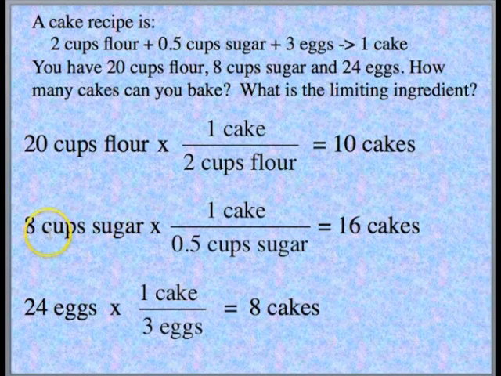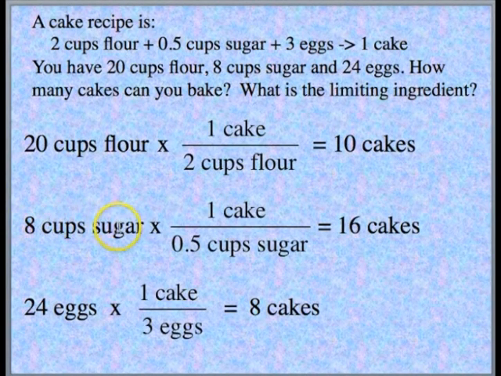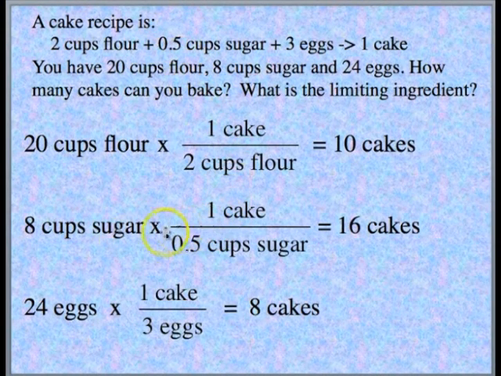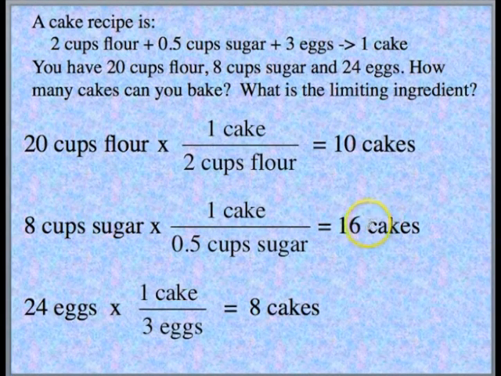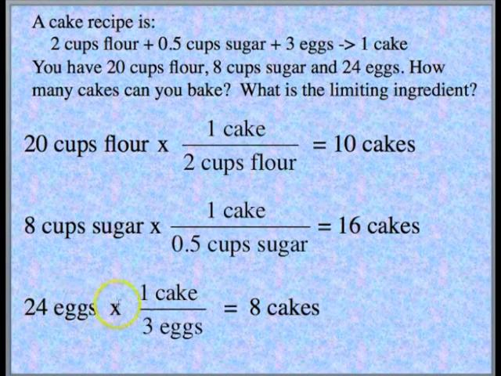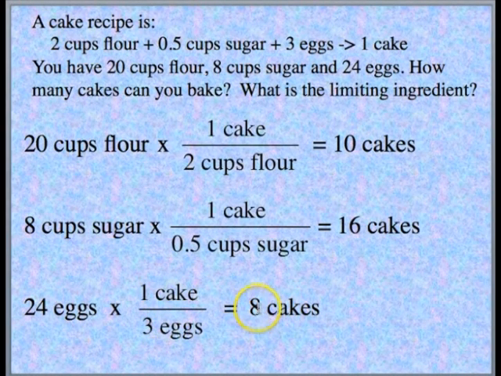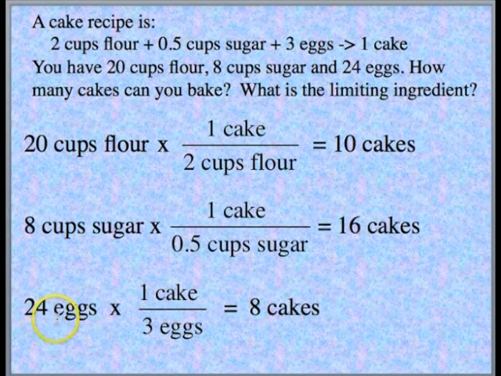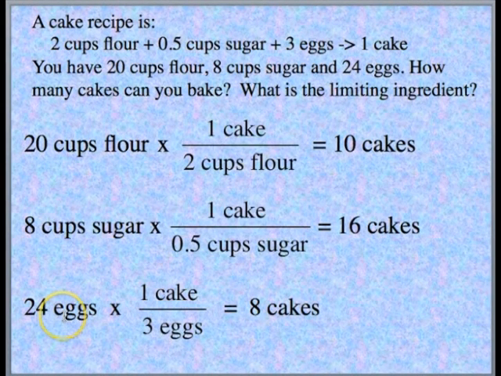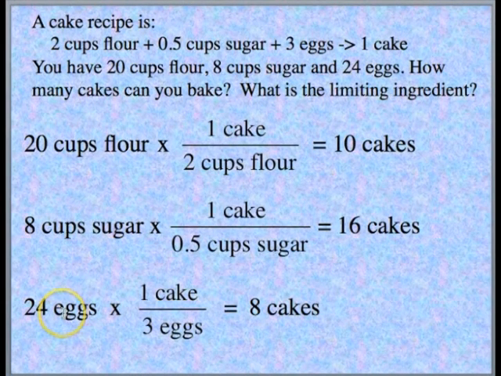The sugar, I could even bake more cakes. I have 8 cups of sugar, but it's only a half a cup per cake from the recipe. If I apply that to the 8 cups of sugar, I can bake 16 cakes. I also have the 2 dozen eggs, 24 eggs, and 1 cake requires 3 eggs, and I can only make 8 cakes based on the eggs. So there it is. The eggs are what we call the limiting ingredient. The eggs determine how many cakes I can bake.